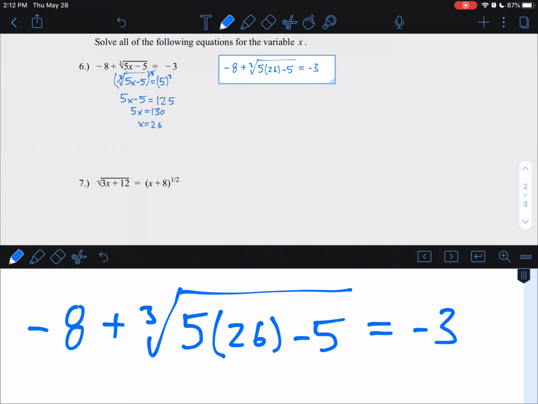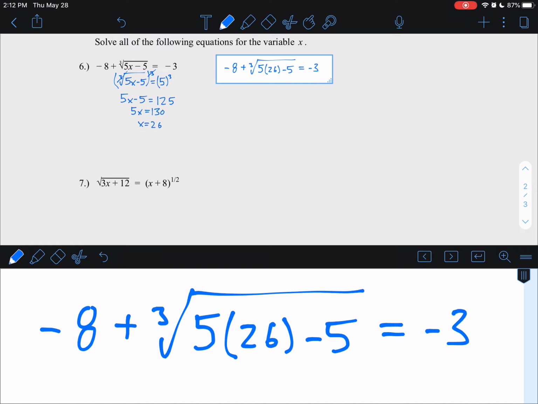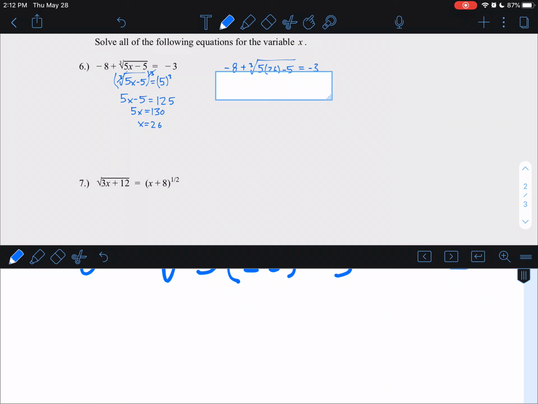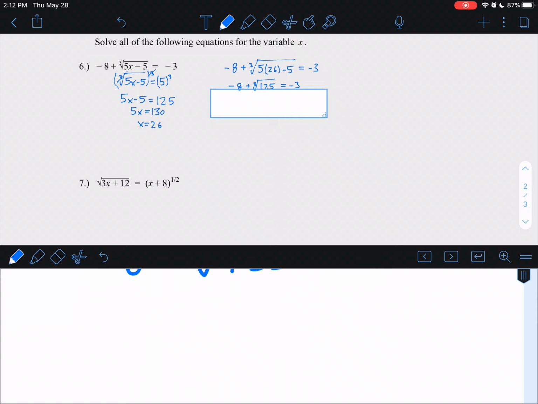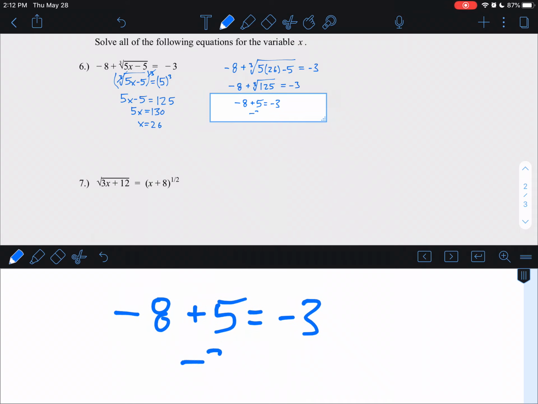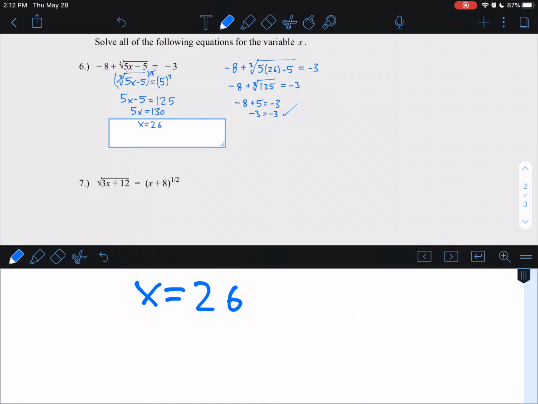So let's see. 5 times 26 is 130, minus 5 is 125. So this is telling me negative 8 plus the cubed root of 125 equals negative 3. The cubed root of 125 is 5. So negative 8 plus 5 equals negative 3. And negative 8 plus 5 does equal negative 3. So that works. So x equals 26.